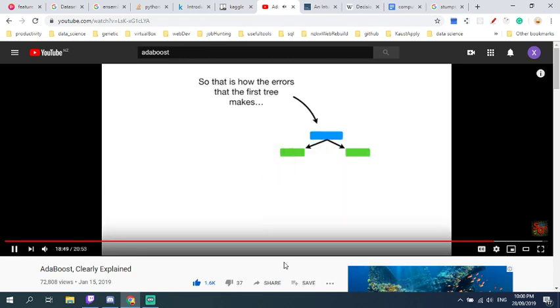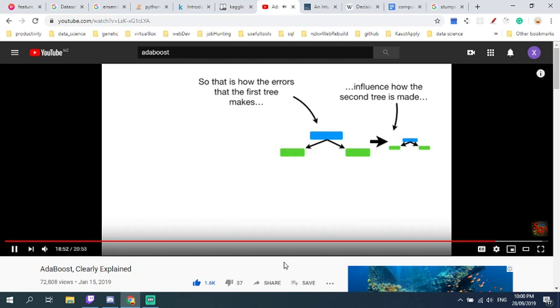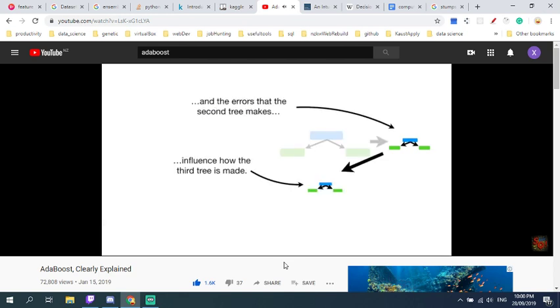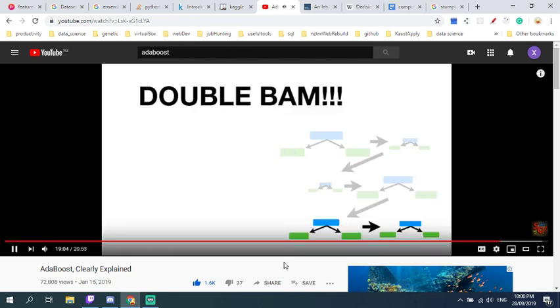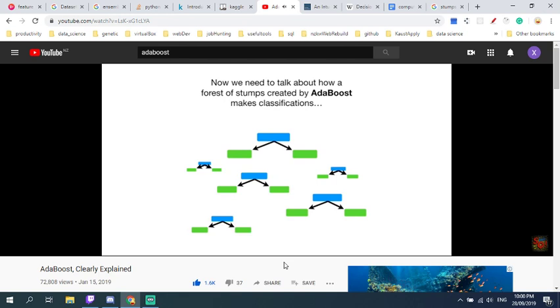The errors that the first tree makes influence how the second tree is made, and the errors that the second tree makes influence how the third tree is made. Double bam! Now we need to talk about how a forest of stumps created by AdaBoost makes classifications.